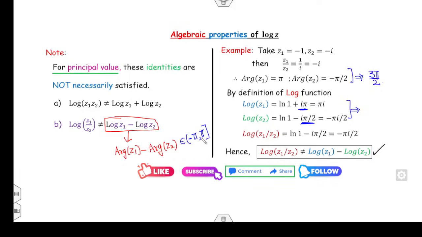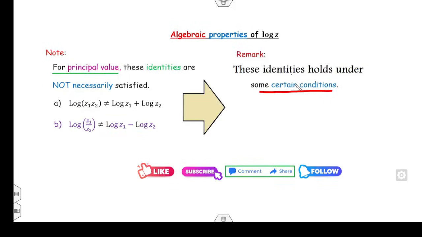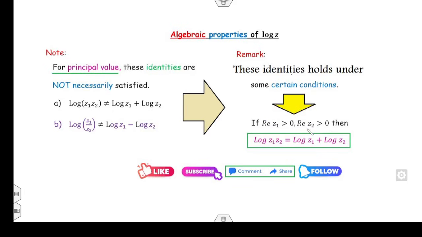Fine. Another thing: these identities hold only if the real part of z1 is positive and the real part of z2 is positive. If both of these conditions hold, then only you can say the logarithm of z1 into z2 is logarithm of z1 plus logarithm of z2. But what example did we take earlier for the first case?